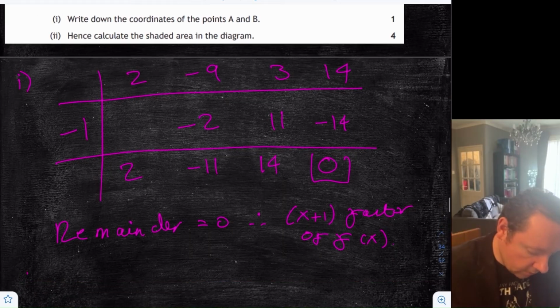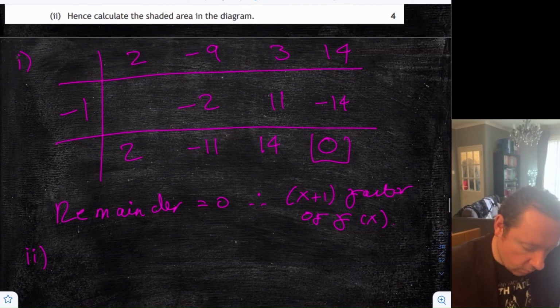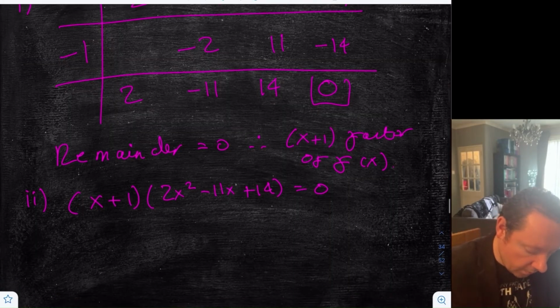Part 2 of this says to solve the equation. We've now got x plus 1 is a factor, and we've got what's left over, 2x squared minus 11x plus 14. So that equals 0. We should be able to factorise this, hopefully.